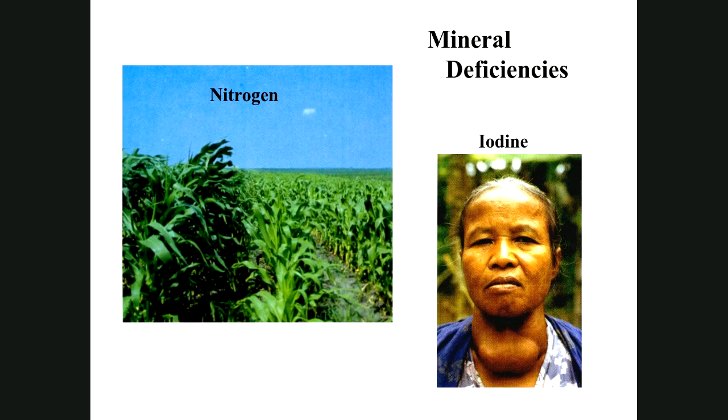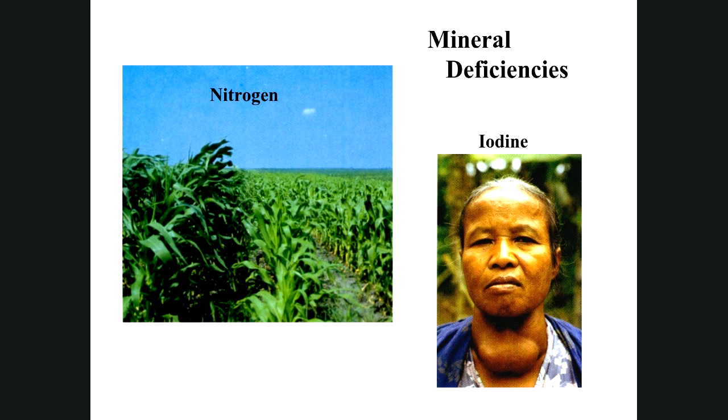On this page, we can see there are 2 fields of corn plants here. The one on the left has had a supplement of nitrogen, so it has more nitrogen in its fertilizer than the one on the right. And you can see that they're taller and they're greener. They're going to be a little bit more productive because of the nitrogen supplement that's been added.